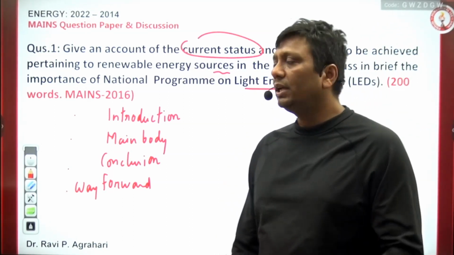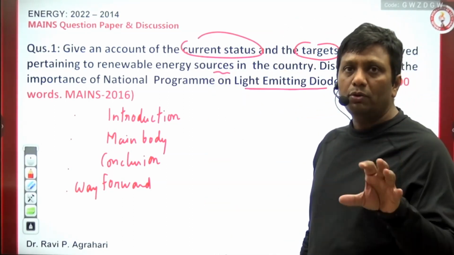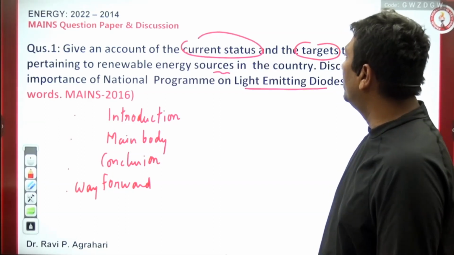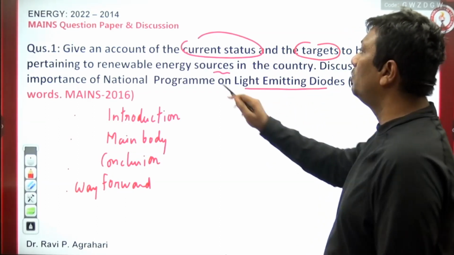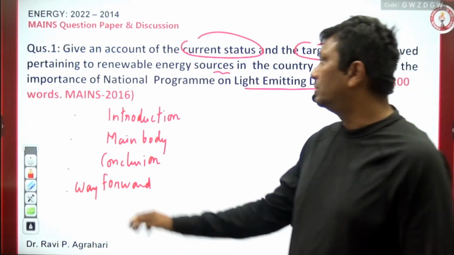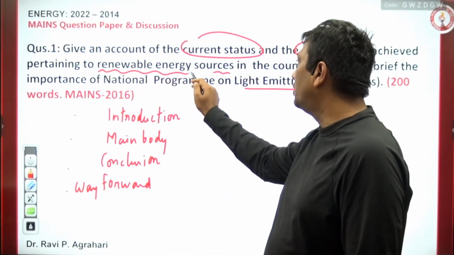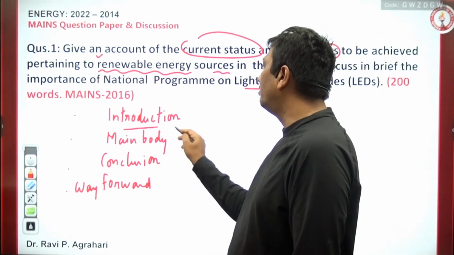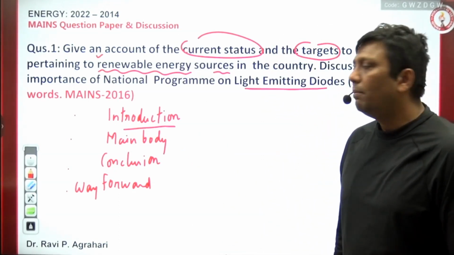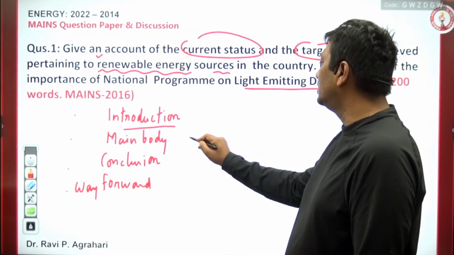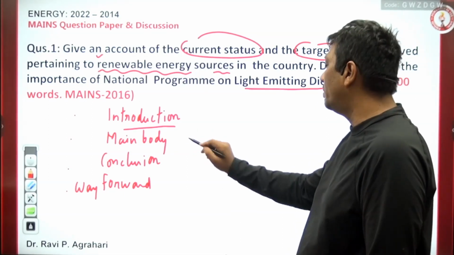So in this question, on which topic did UPSC make the question? Everybody knows very well: current status and targets to be achieved pertaining to renewable energy sources. So in the introduction, you must introduce what renewable energy is as the first part here, guys. The main body has 2 dimensions. Here in this case, the main body has 2 parts.